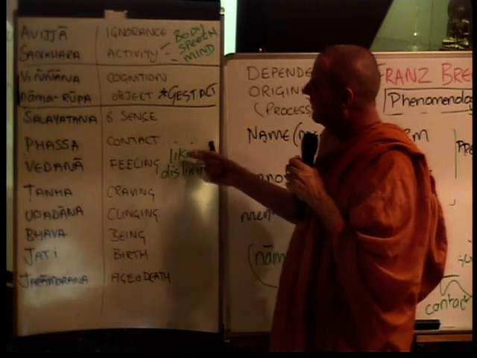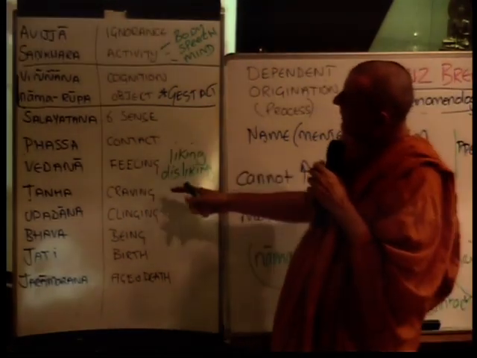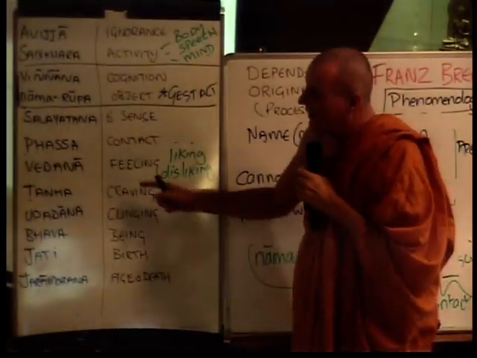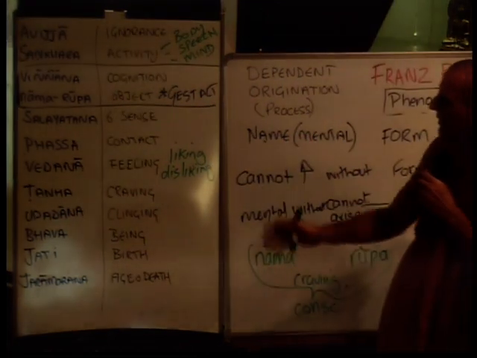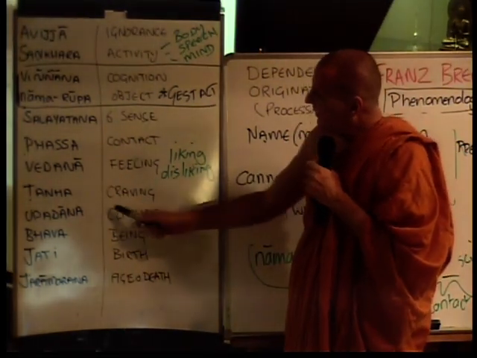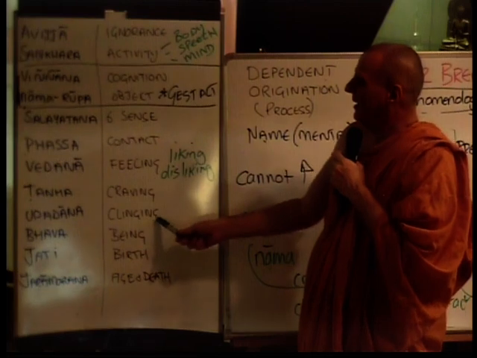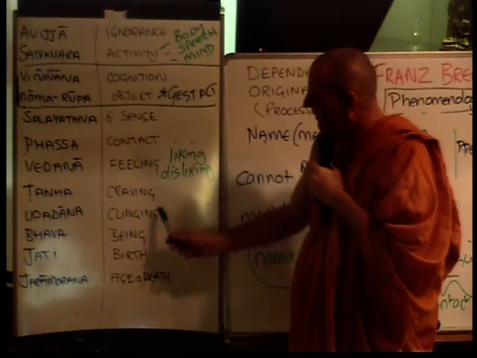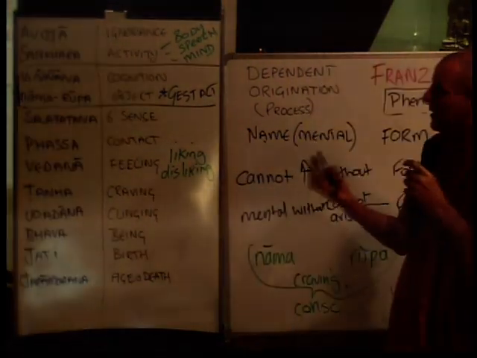You have liking or disliking of that thing. Because you like it or dislike it, you have craving. You want to get it, you want to get rid of it. Because of craving, you have, I put clinging, a better word is attachment. You have attachment to that thing.